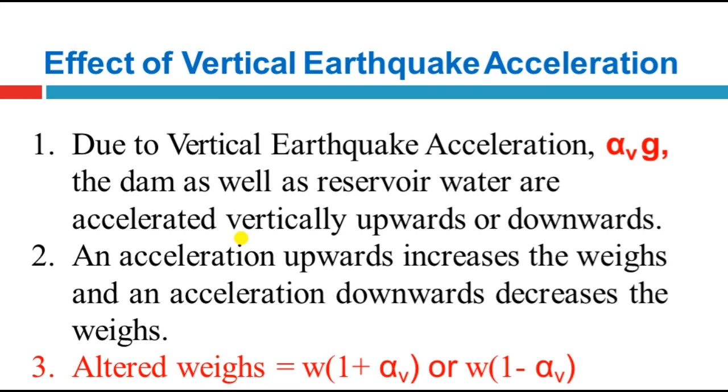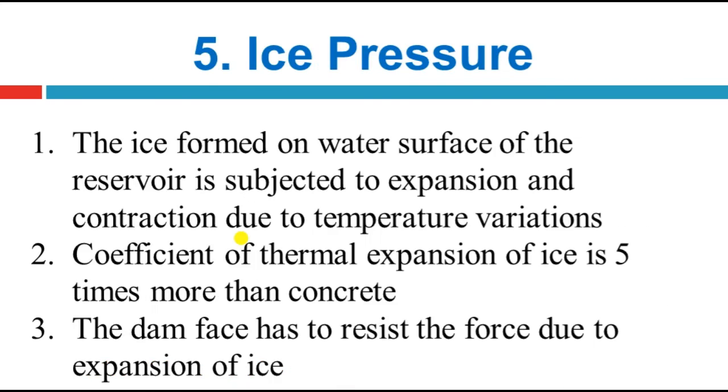Now the effect of vertical earthquake acceleration. Due to vertical earthquake acceleration alpha v into g, the dam as well as the reservoir water are accelerated vertically upward or downward. Acceleration upward increases the weight and acceleration downward decreases the weight. The altered weight is W1 plus alpha v or W1 minus alpha v.